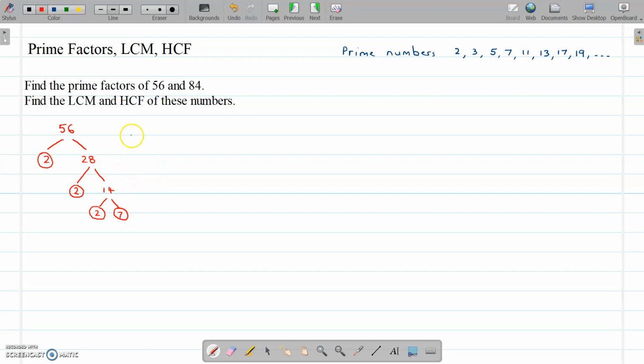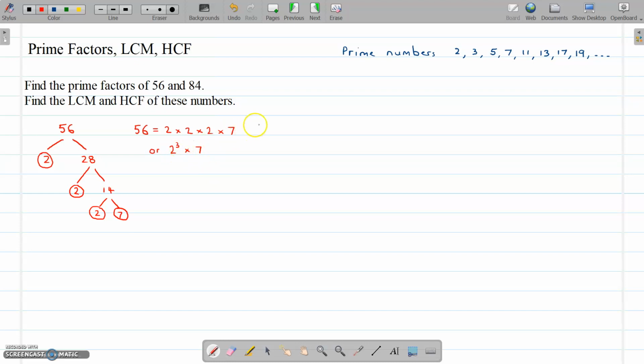And what we do now is we just say that 56 can be written as 2 times 2 times 2 times 7. We tend to put them in ascending order. We also can write it as 2 cubed times 7. Sometimes the question says write it as the product of powers of prime numbers, and if it has the word powers in, then you would need to put the cubed in there like that.